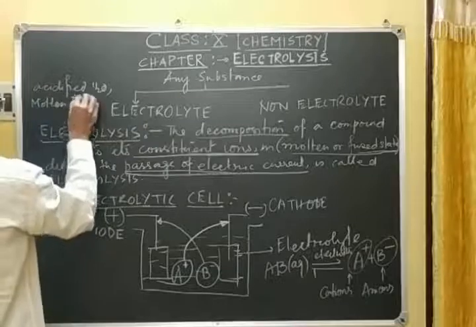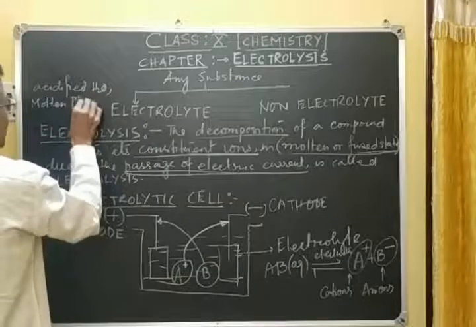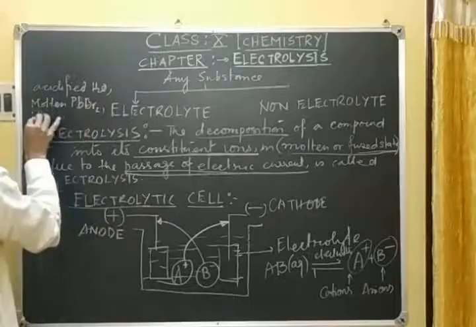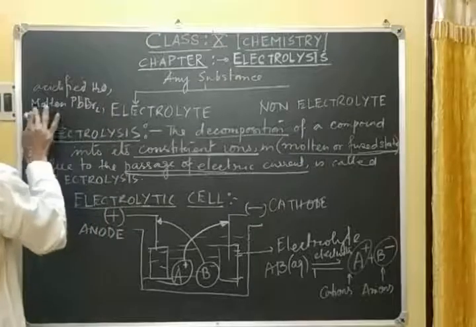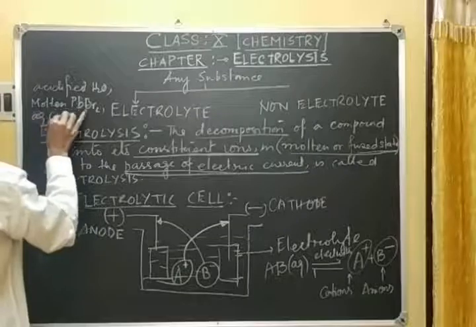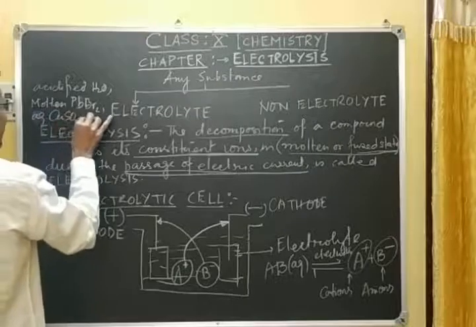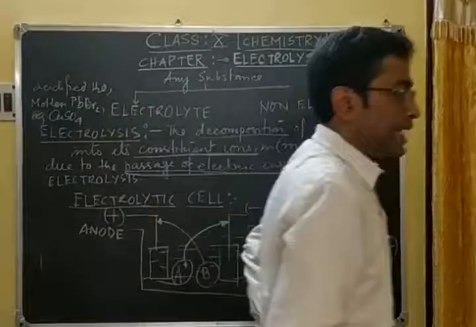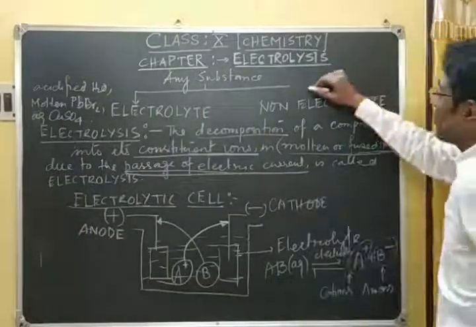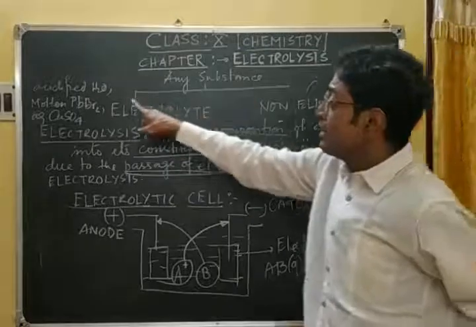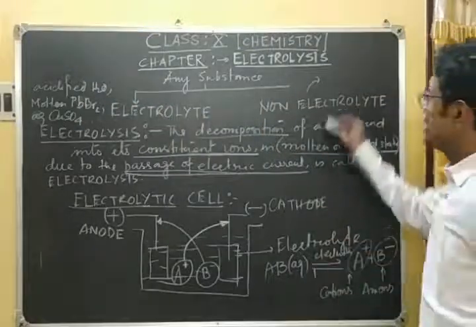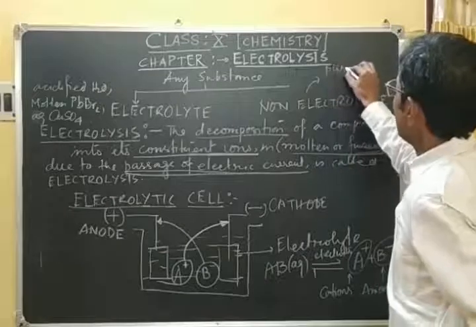molten lead bromide will do. Lead bromide will do a lot of things like this. Say molten aqueous copper sulfate solution. These are all examples of electrolyte. And a non-electrolytic substance, remember, pure water. You cannot believe it, until you mix acid with it, it doesn't conduct electricity. So I can write pure water.